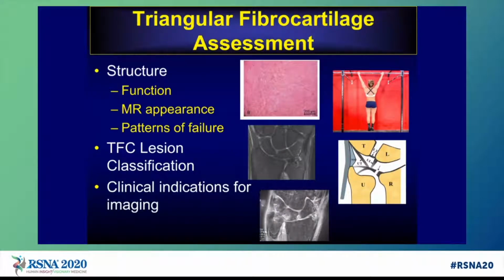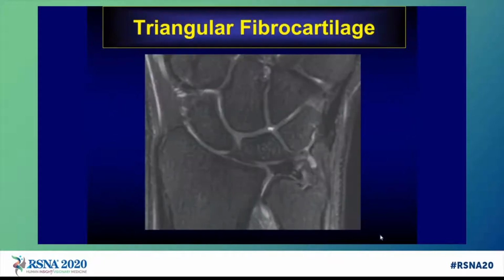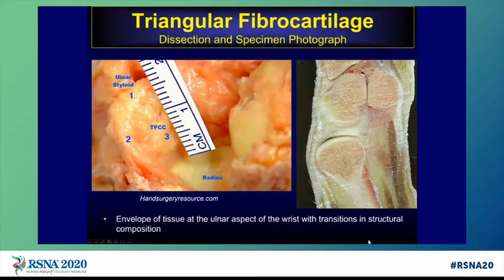In our short time together, we will discuss the elegant complexity of the structure of the triangular fibrocartilage complex and how it informs function, MR appearance, and patterns of failure. As imagers, this is how we perceive the triangular fibrocartilage. On this coronal fluid sensitive sequence, it is the low signal intensity structure between the proximal carpal row and the ulna, with an attachment at the distal radius.